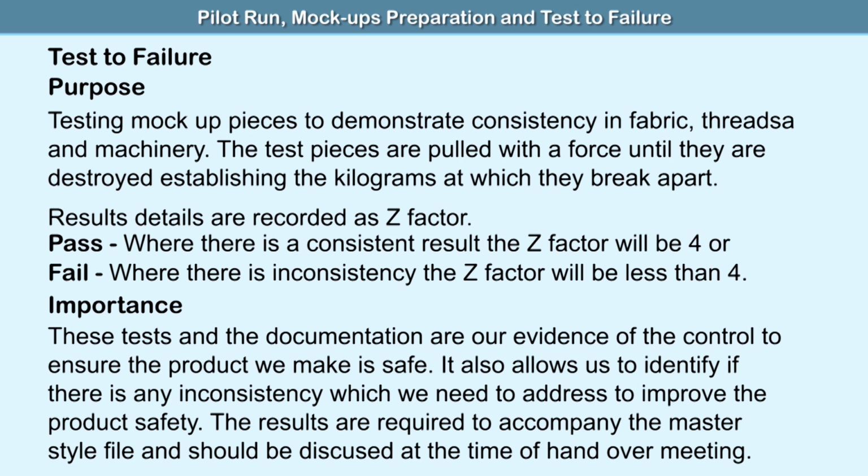Where there is a consistent result, the Z factor will be 4 or above, that is pass. Where there is inconsistency, the Z factor will be less than 4, that is fail.